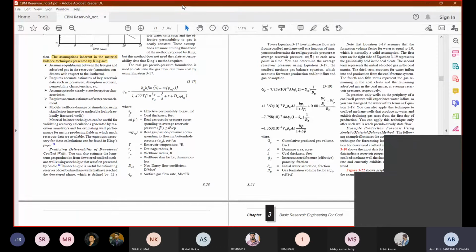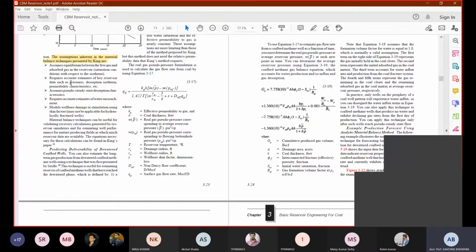Okay. So obviously, if you know what amount of gas is adsorbed and what amount is in a free state, you will be able to know the gas saturation of the particular reservoir at a particular temperature and pressure condition. Okay. The next point is that it requires an accurate estimate of key reservoir data such as pressure, desorption isotherm, permeability characteristics, etc. So accurate measurement is required, such as pressure, because pressure is the main criterion based on which gases will be adsorbed or desorbed, or transported, because permeability and adsorption are both pressure dependent processes.